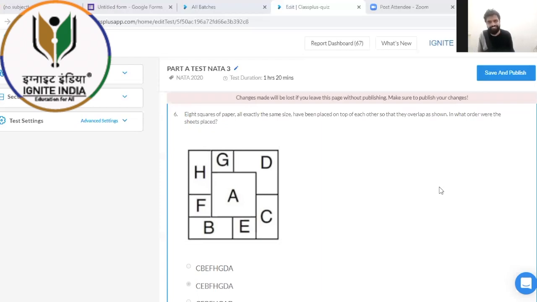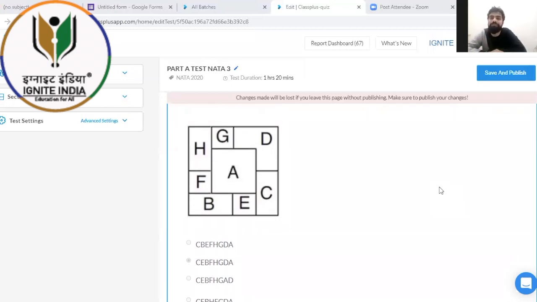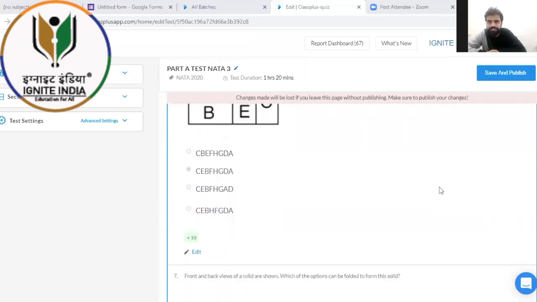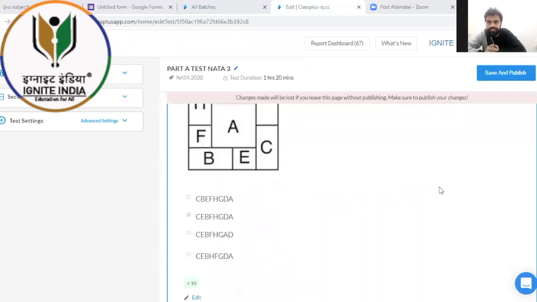You need to put C first. The way you put them in this order, all the paper will come in this form, and that is what you will get, the exact form. Yeah. So let's move to the next one. See, each option is starting with C, right? So every option is starting with C here.